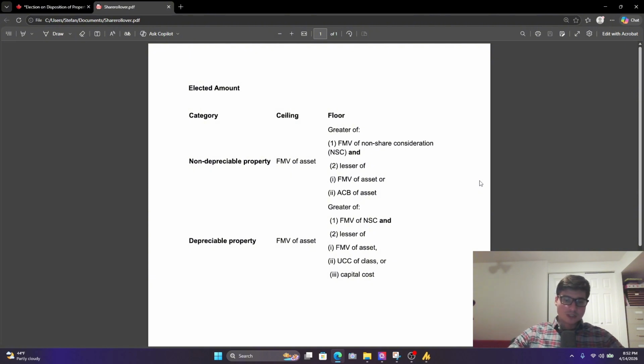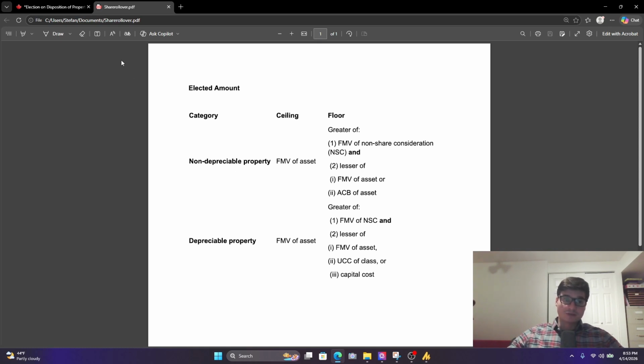If you don't know, a share rollover is used to defer taxes. Generally, it is when you want to move assets to another corporation. It can also be used, instead of selling your company, when you want to give it to your children but you don't want there to be a tax implication of doing so. So the CRA allows you to elect a share rollover, which allows you to not have to pay any tax until a later date. Now, what's very important here is that you have the elected amount.